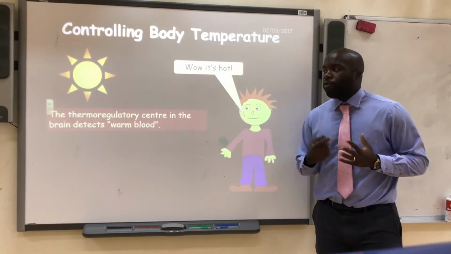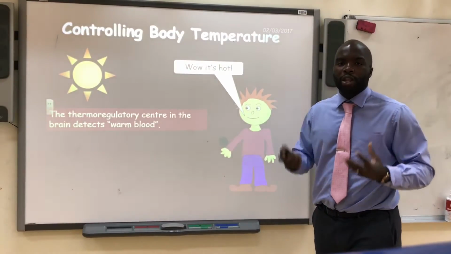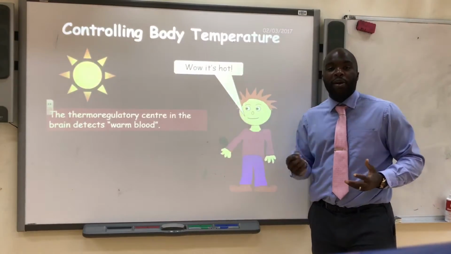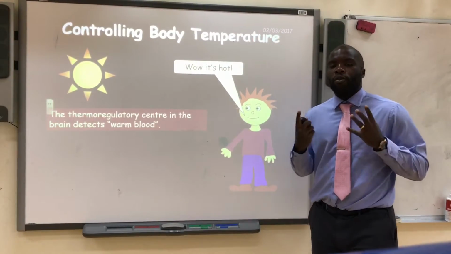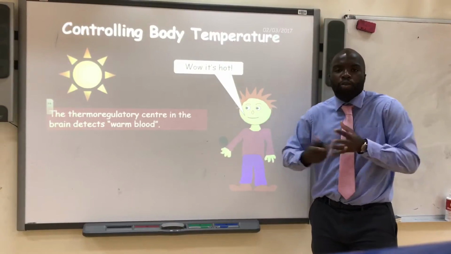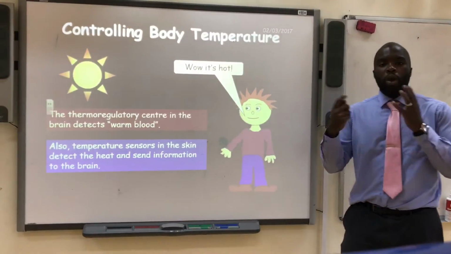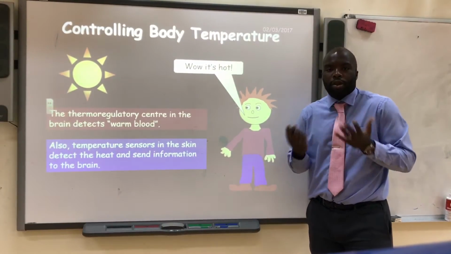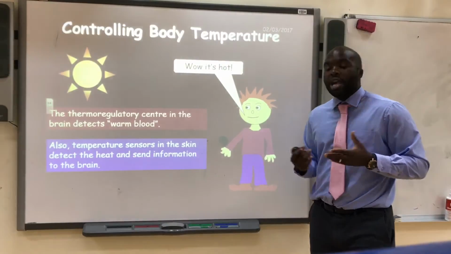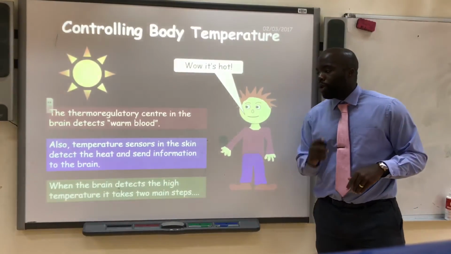The first thing we want to know is that body temperature is monitored by a place in the brain that you need to know about. This place is known as the thermoregulatory center. This thermoregulatory center essentially detects warm blood. It detects spikes in the blood temperature. We also have temperature receptors on our skin, and these temperature sensors detect heat changes and temperature changes, and they send a signal to the brain.